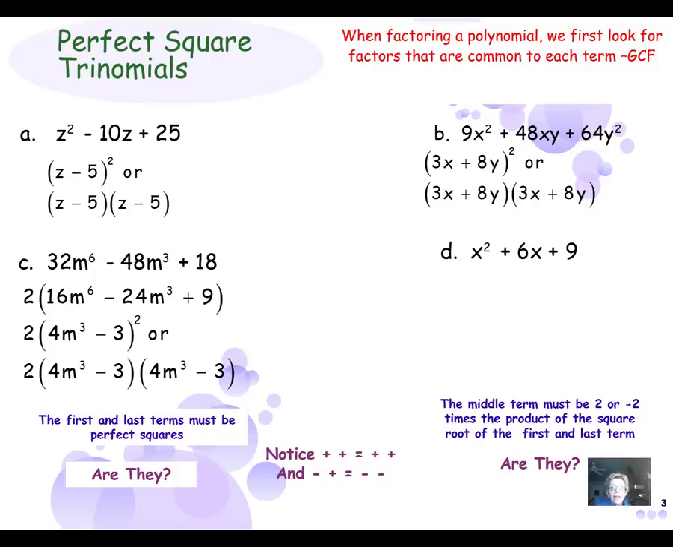In letter D, this one is so easy, I almost didn't bother to put it in there. I have x squared plus 6x plus 9. The square root of x squared is x. The square root of 9 is 3. That gives me 3x, and if I multiply it times 2, it's 6x. So that's a perfect square trinomial, and that factors into the quantity of x plus 3 squared.